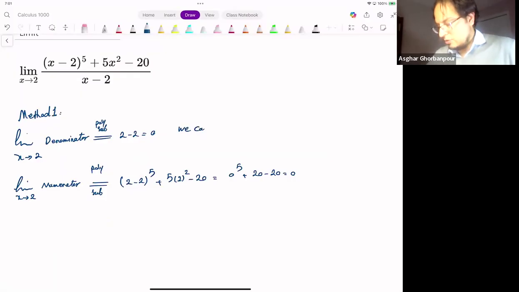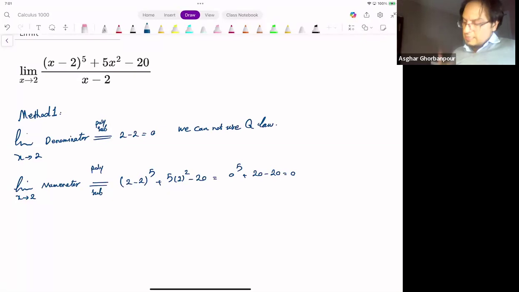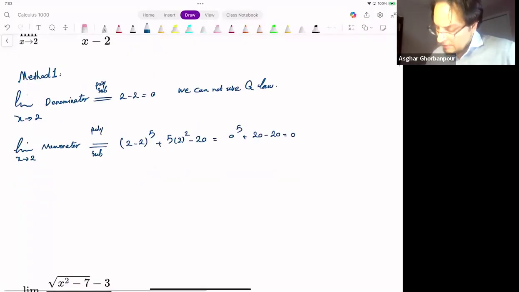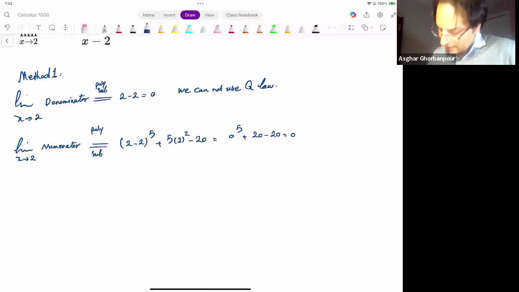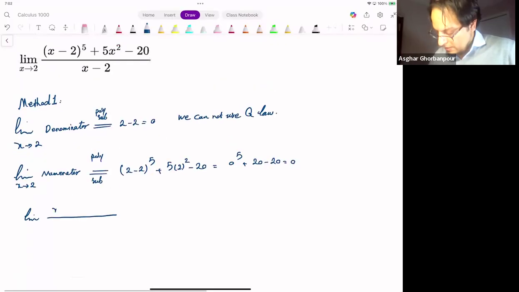So as a result, we cannot use the quotient law. I will write Q law. And then to be able to proceed, I have to check the limit of the numerator. So what happens here is that the limit of the numerator is also 0. So now I have to go ahead and try to see where am I first, which would be, let me write this.